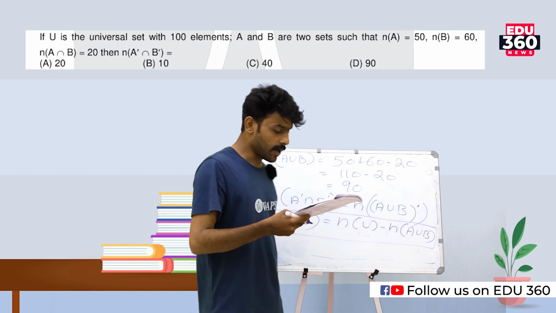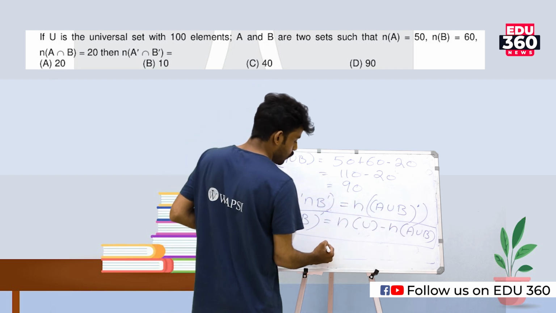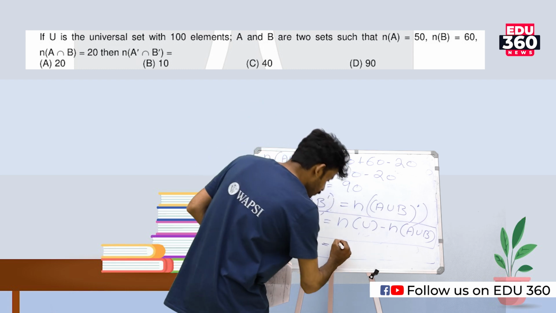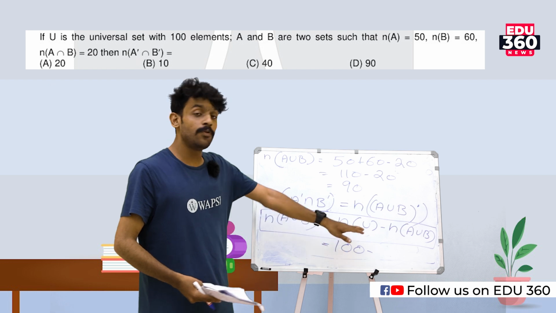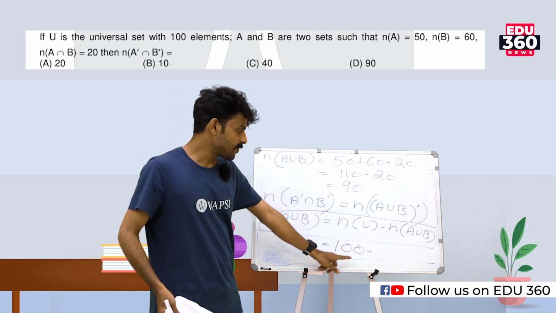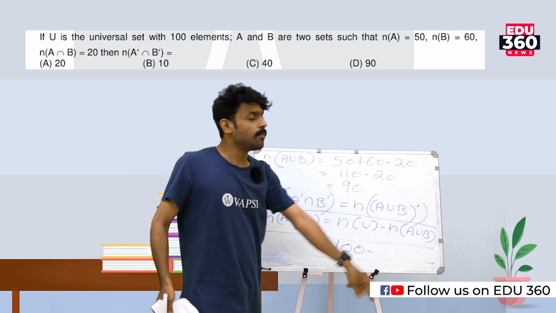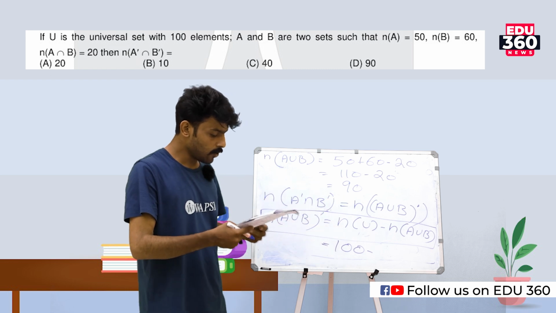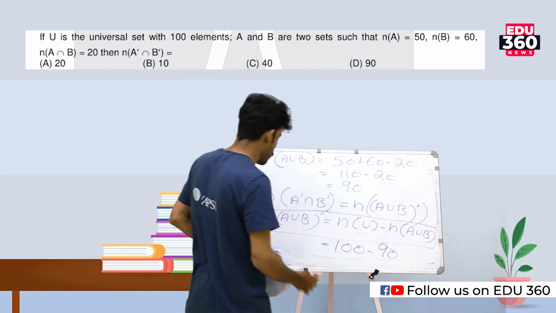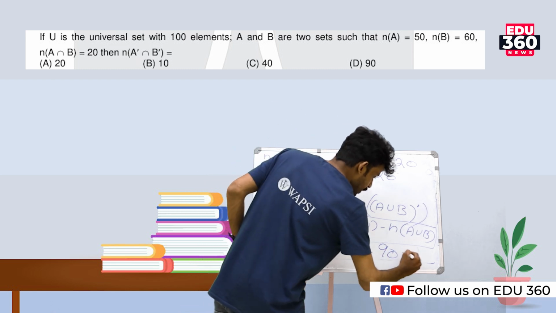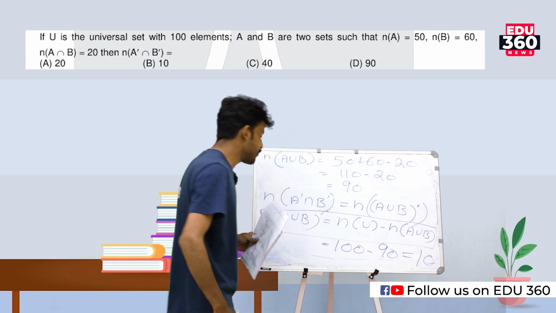Here n of U, the value is given as 100. So 100 minus n of A union B. We got n of A union B is equal to 90. So just substitute the values here, that is equal to 90. So the final answer is equal to 10.